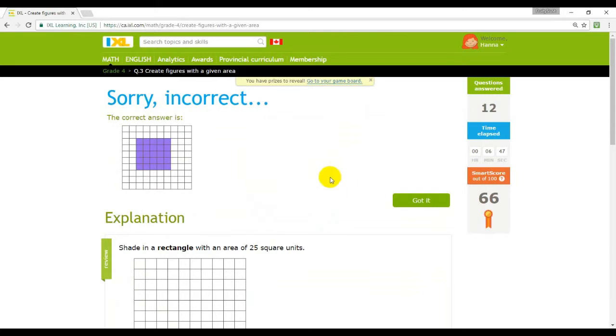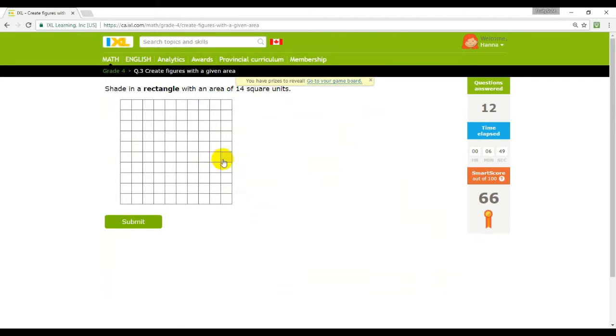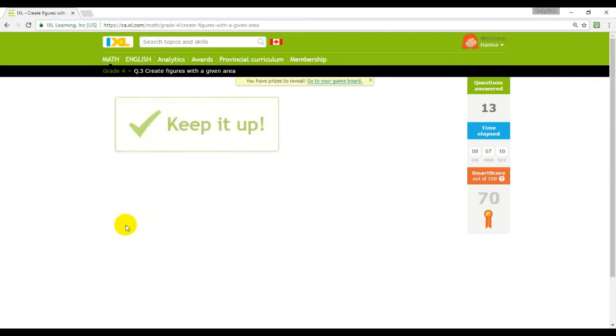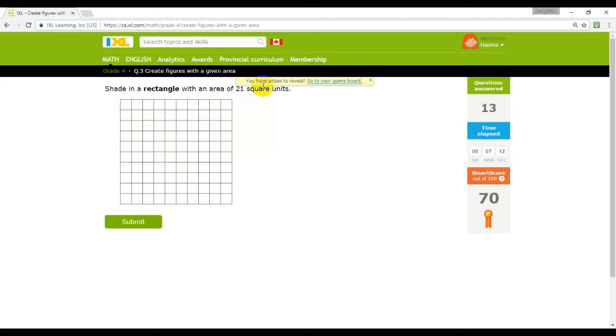Okay, I was right the first time at least. Rectangle with 14 squares. 1, 2, 3, 4. Let's do 6 things. Maybe if we do 2 7s. There. 21. That's 3 7s. So we're going to do 3 7s.